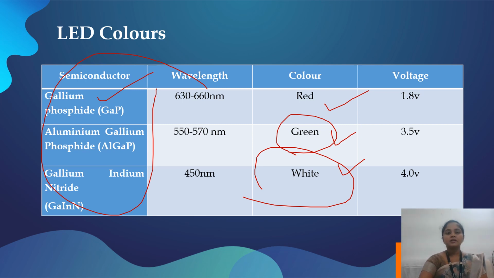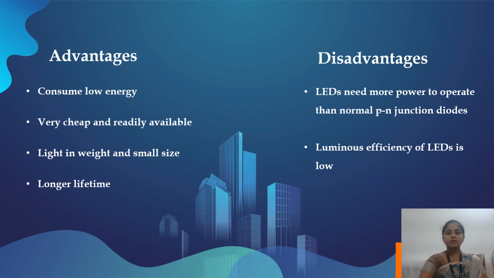We will now look into the advantages and disadvantages of using an LED. The major advantage of using an LED is that it consumes less energy. It is very cheap and readily available, and light in weight and size. And it should be noted that an LED has a longer lifetime. The major disadvantages of LED are that it requires more power when compared to the PN junction diode, and the luminous efficiency of an LED is very low.